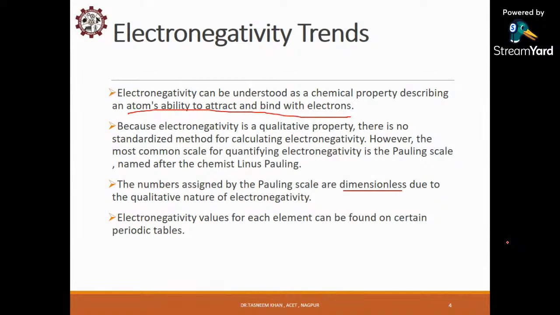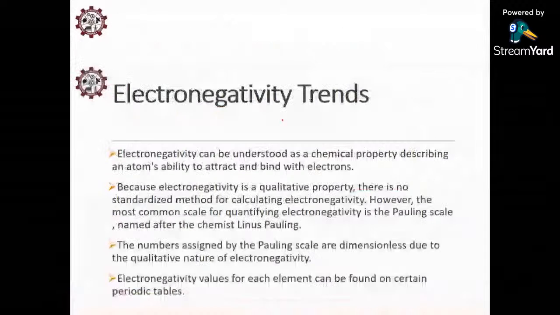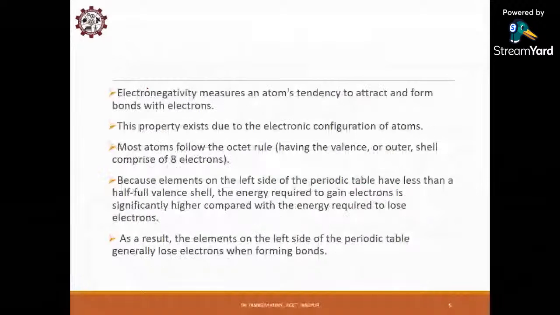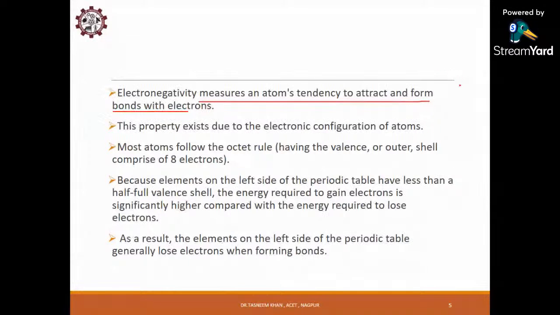So we came to a conclusion that electronegativity is the atom's ability to attract and bind with other electrons. Again, repeating the same thing, it is the measure of an atom's tendency to attract and form a bond with electrons. This property exists due to the electronic configuration of the atom. So most atoms follow the octet rule. This was told to you before, in the last class also.